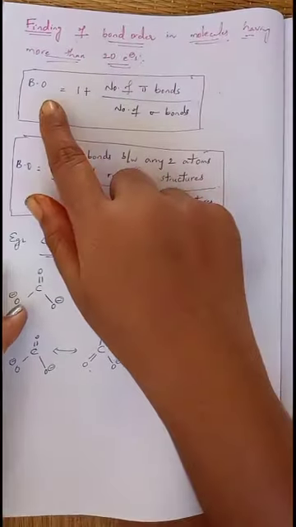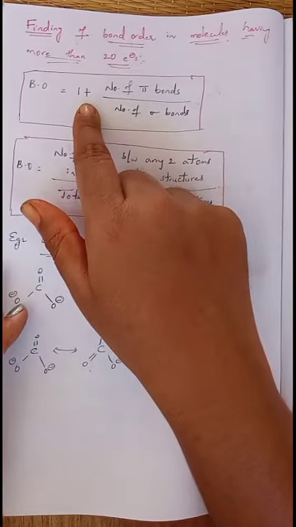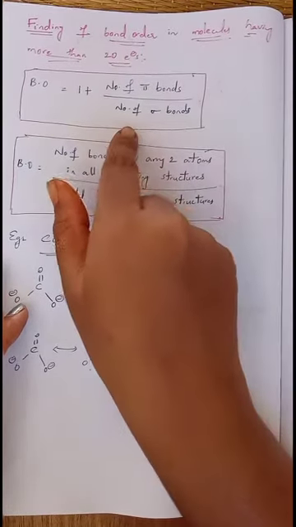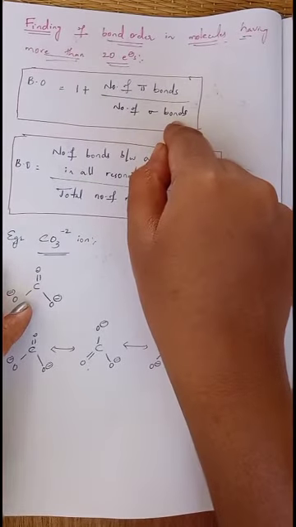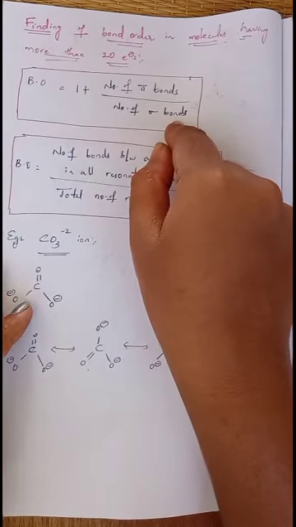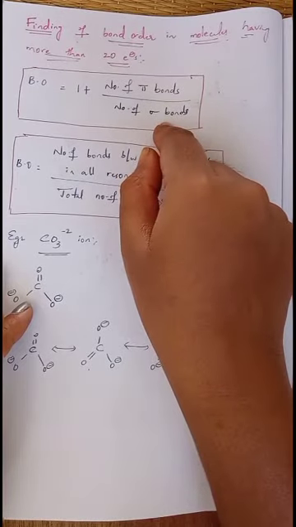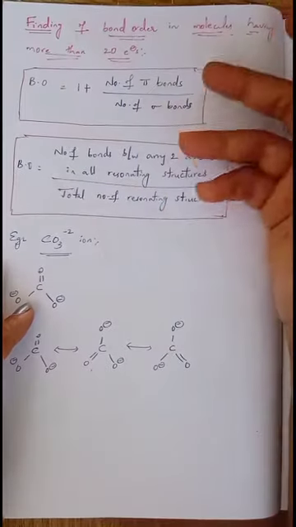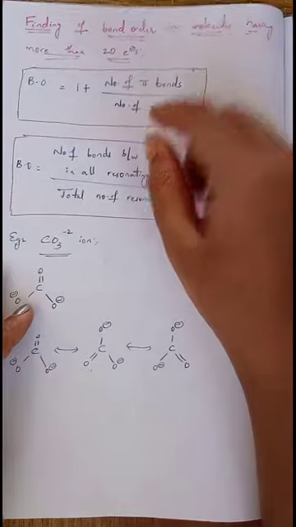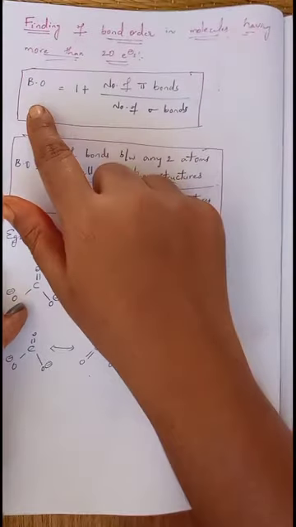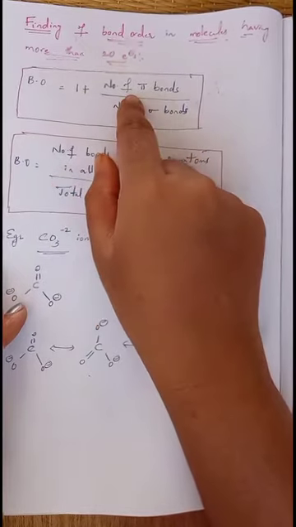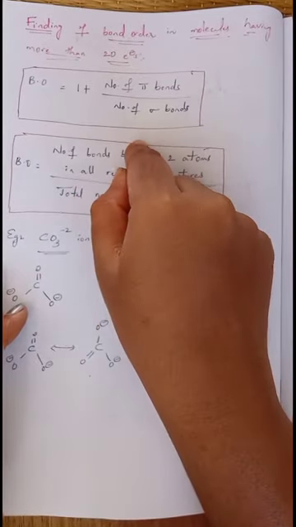So the first formula is: bond order equals 1 plus the number of pi bonds divided by the number of sigma bonds. This formula is completely related to the types of bonds present in a molecule. If you know how to find the number of pi bonds and sigma bonds, it's very easy to find the bond order for a molecule containing more than 20 electrons. Bond order equals 1 plus number of pi bonds divided by number of sigma bonds.